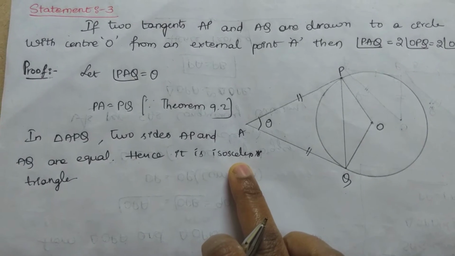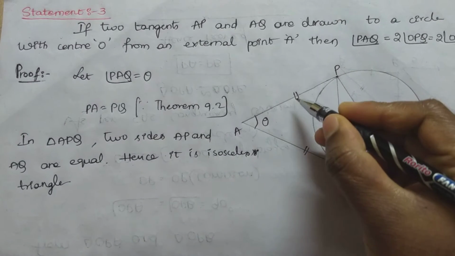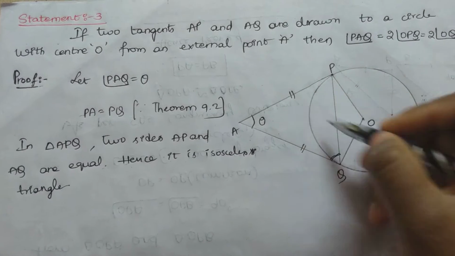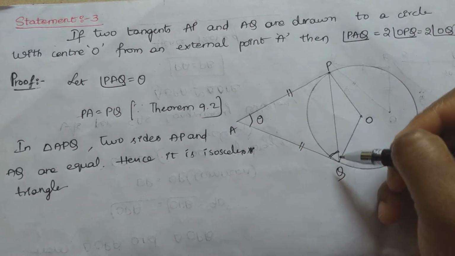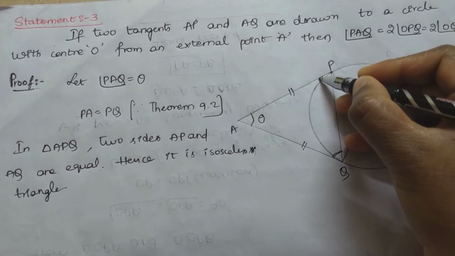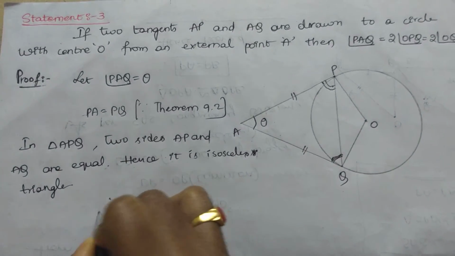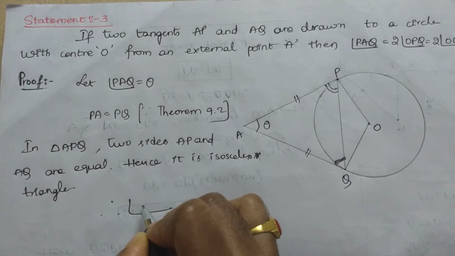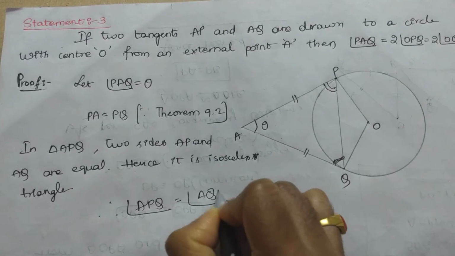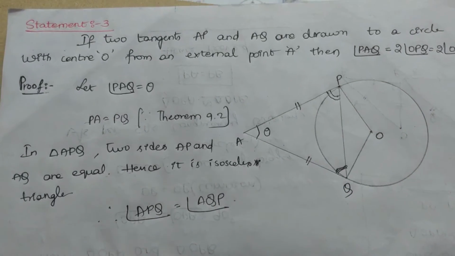We learnt in class 9 that if any two sides are equal, then their opposite angles are equal. So for this side, what is the opposite angle? It is angle AQP. And for this side, AQ, the opposite angle is APQ. So write the same thing here. Therefore, angle APQ equals angle AQP, since the sides are equal, their opposite angles are equal.